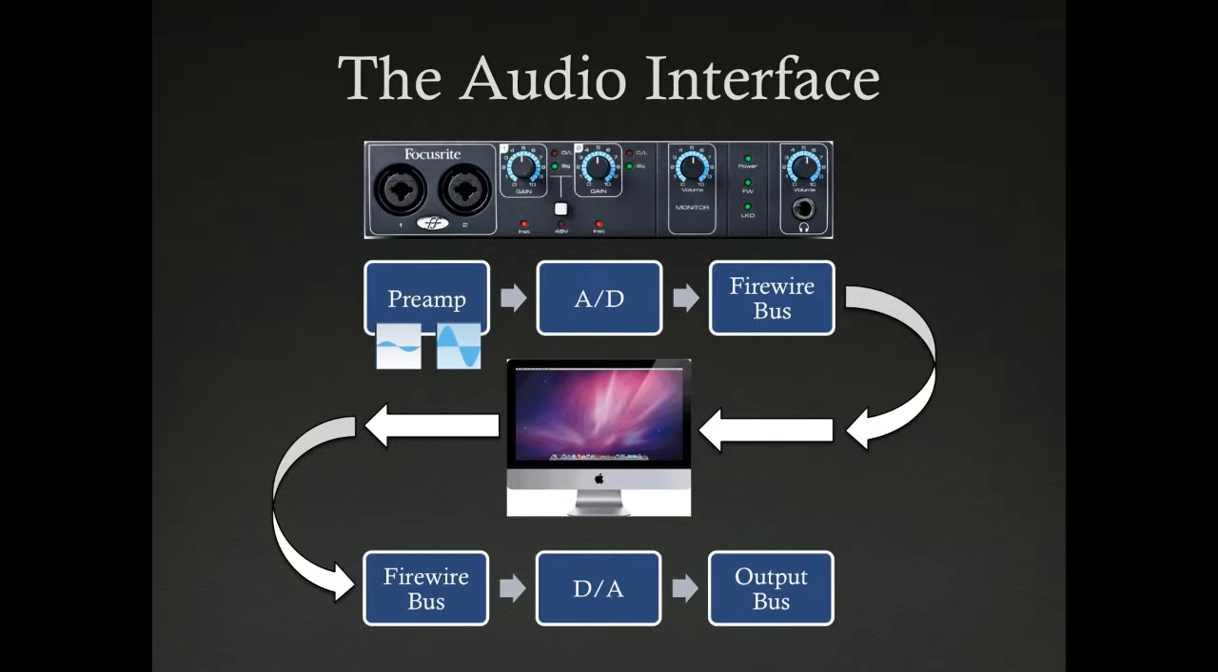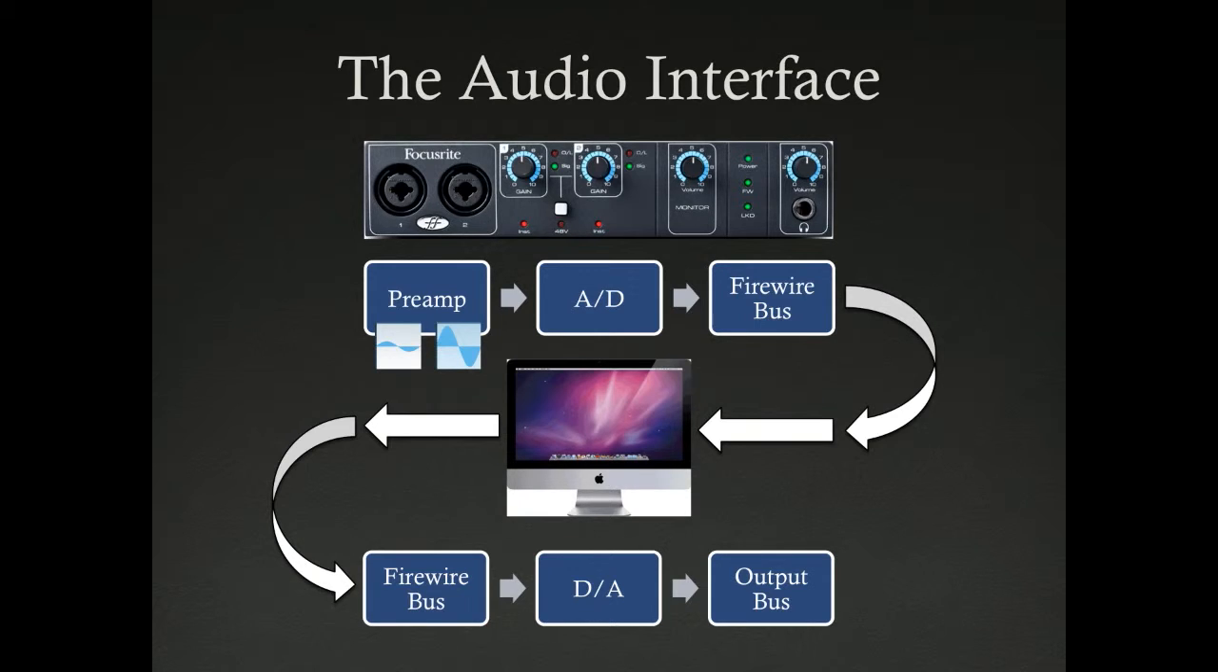The amount that this signal is amplified is determined by the gain control. And as you can see on the front of this audio interface, you have a separate gain control for each of the combi inputs. Once the signal has reached the analog to digital converters, the alternating current is transformed into a digital binary form. This signal is then sent along the firewire bus to a PC or computer.